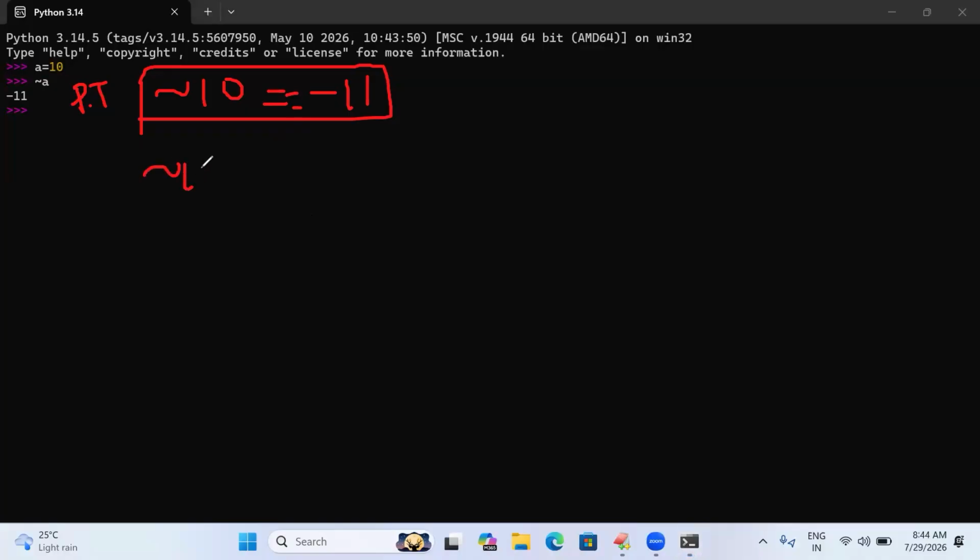So now the negation of 10, right? We declared negation of a in the system. So for the negation of 10, we have to write 10 in binary format. So the binary format of 10 is 1010, right? So better to take some extra zeros.